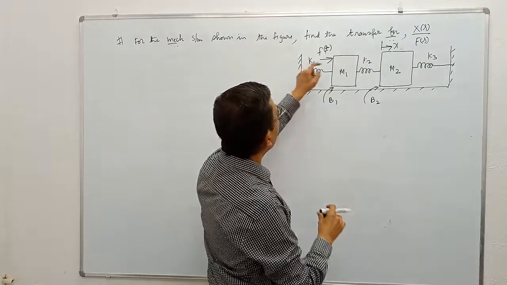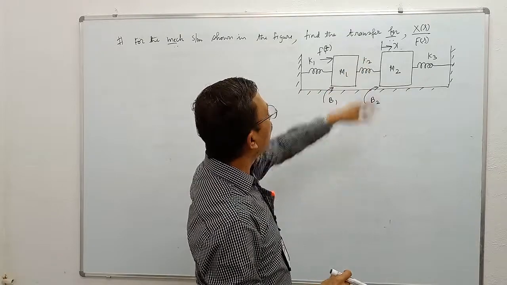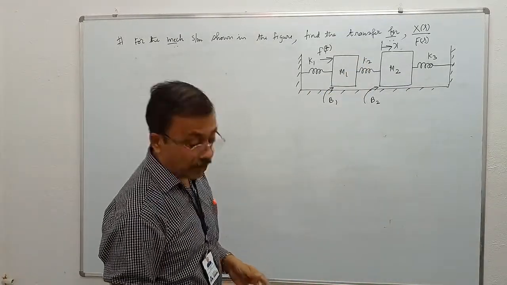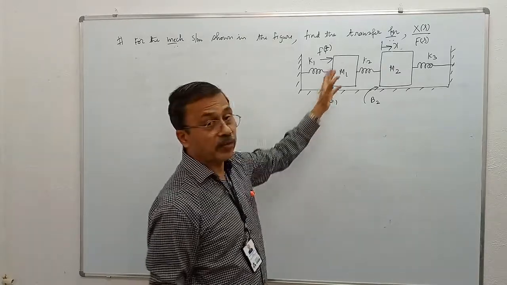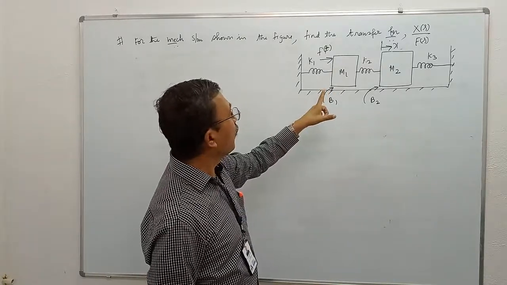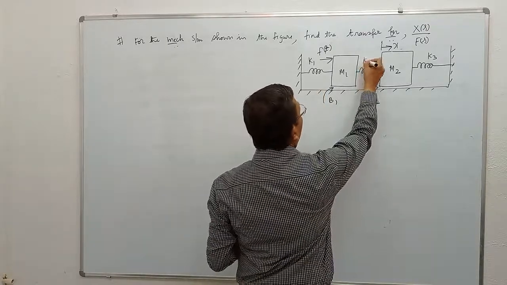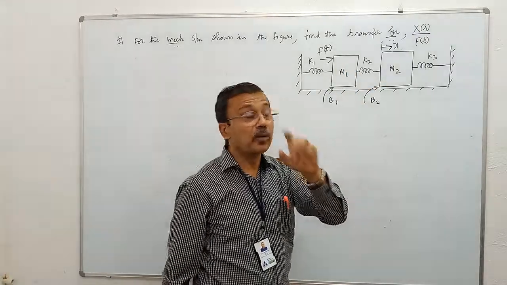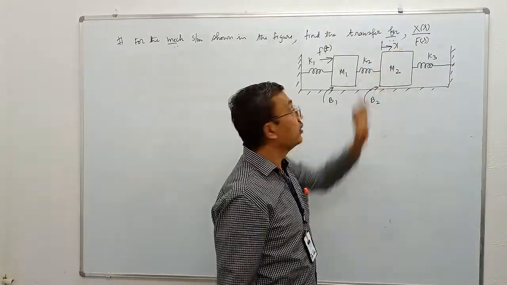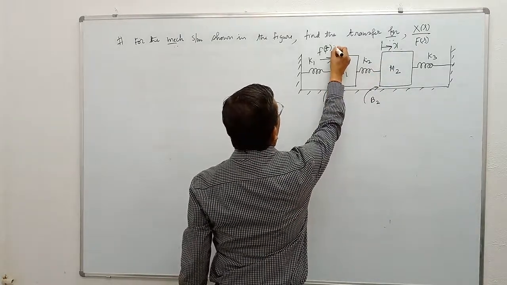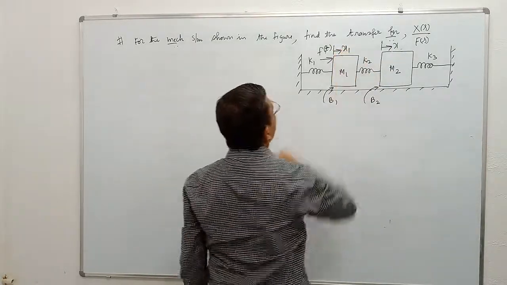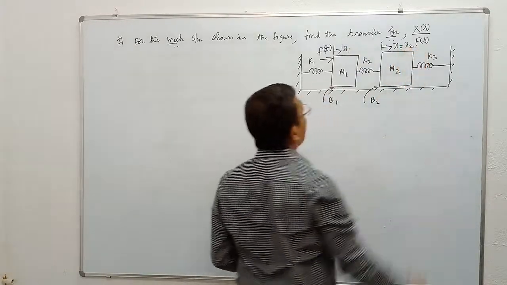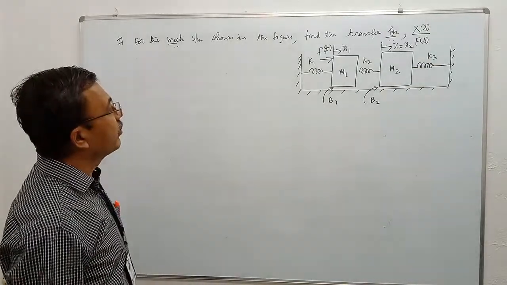Force F of t is applied to mass m1. Displacement of mass m2 is x. Before starting this problem, we have to see whether the displacements given in the problem are sufficient or not. Minimum number of displacements must be equal to number of masses. We have two masses, therefore two displacements must be there minimum, but we are given only one displacement. So what we do is, we take the displacement of m1 as x1, displacement of m2 as x2. x2 is nothing but x itself.